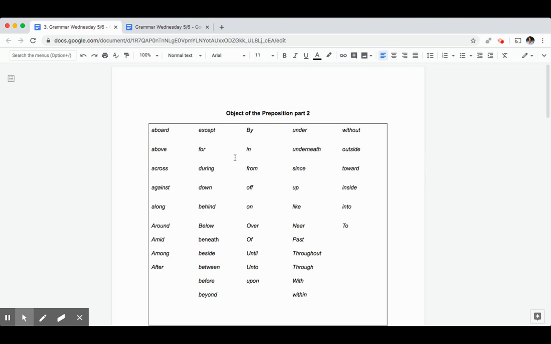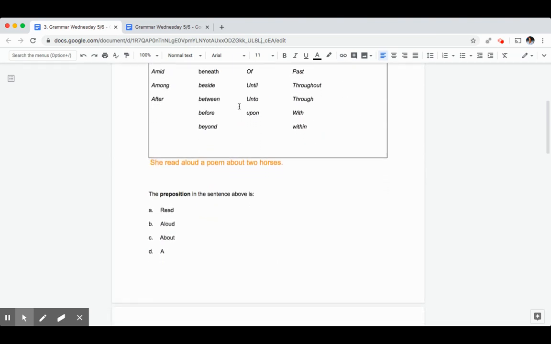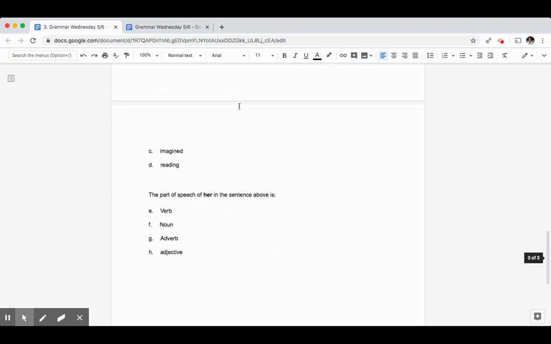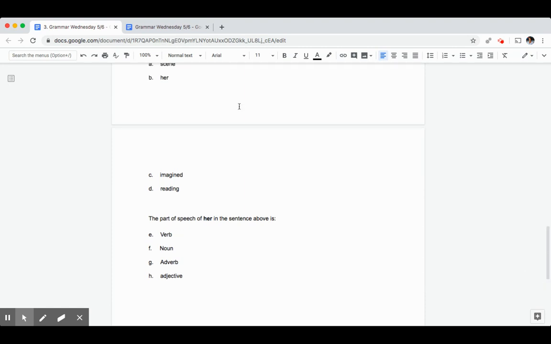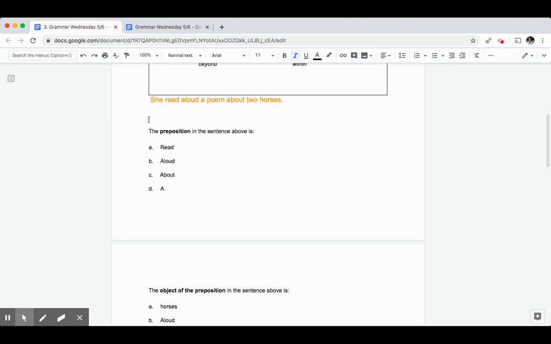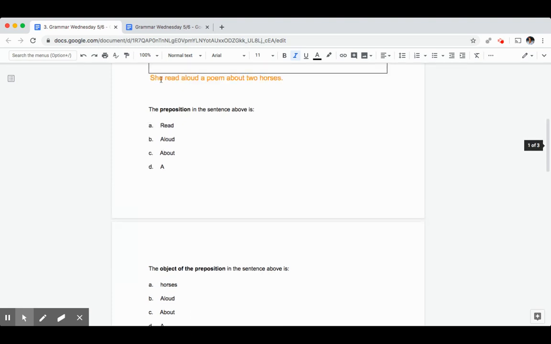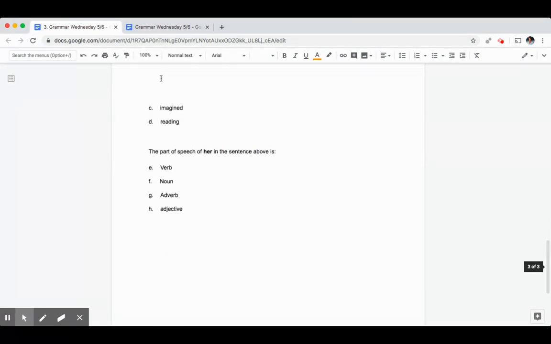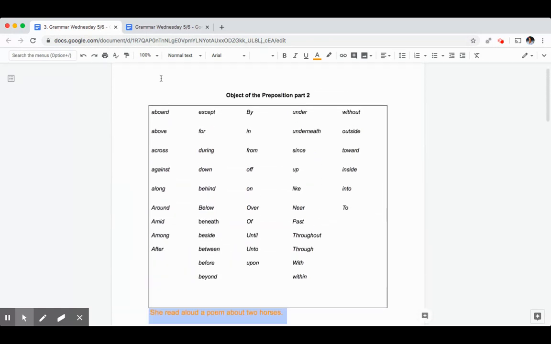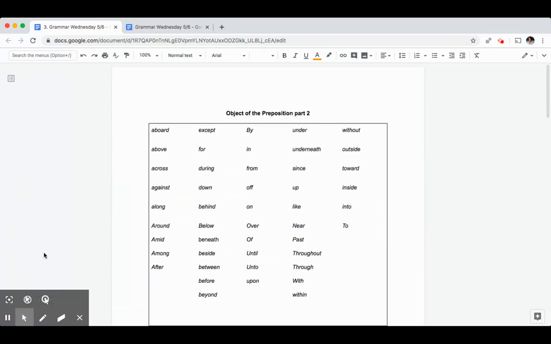For today, our grammar is focused on objects of prepositions. So we are going to go through the multiple choice questions, but first you're going to get a chance to complete it on your own. So using this box of prepositions, I want you to answer the following questions based on the sentences that are included in the document. You're going to answer all of the questions and then come back to the video when you are done and ready to discuss your answers.